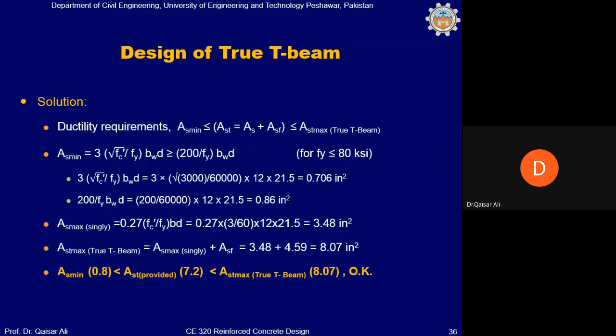As I said earlier, As minimum can be calculated from the two equations. So this is 0.70 and 0.86. We'll pick up this value for minimum. Maximum will be the value calculated for the rectangular beam plus Asf. This is for singly reinforced 3.48 and Asf is 4.59, so the total area is 8.07. Now 9 bars, 9 into 0.8, is 7.2 square inch, which is less than As max and greater than As minimum. So this is within the range. This is correct.